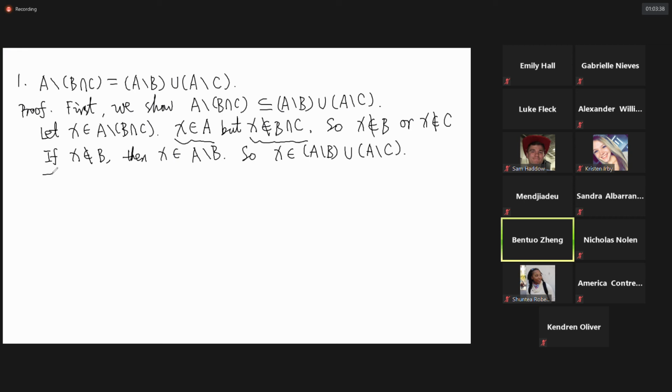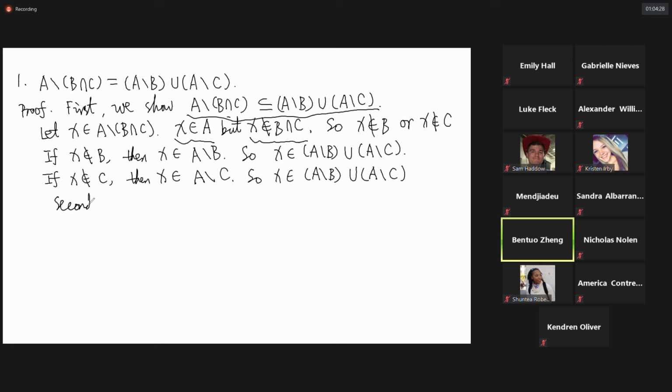And the second case is if X is not in C. Again, because X is always in A, X is in A minus C. This is by definition. So X again is in A minus B union A minus C. In either case, X is contained in the right-hand side. So the first step is proved. We proved that A minus B intersect C is a subset of A minus B union A minus C.